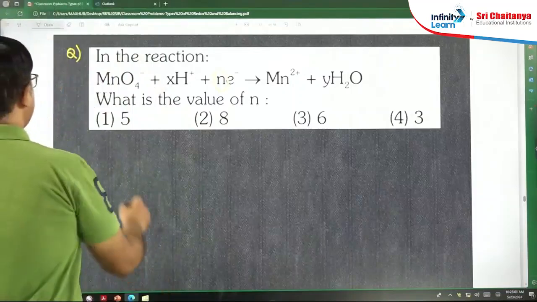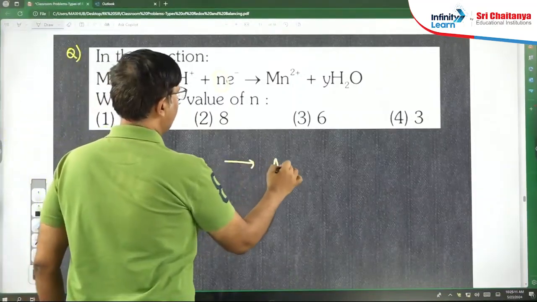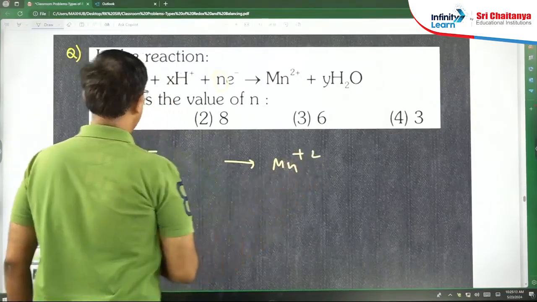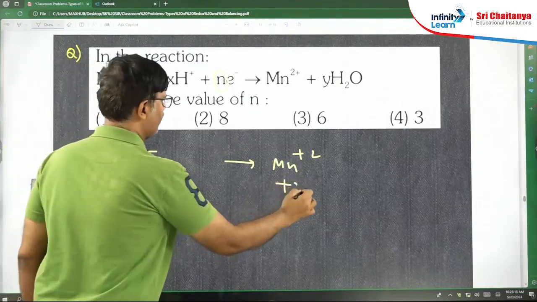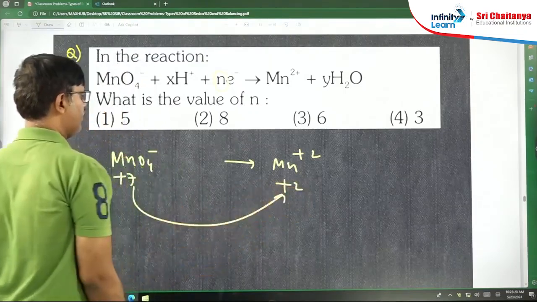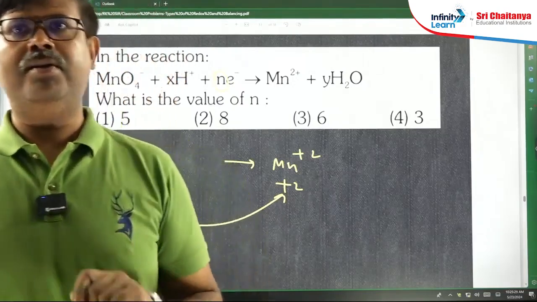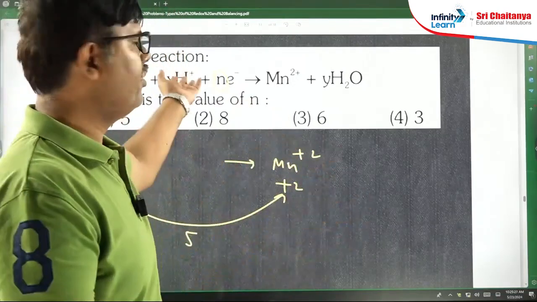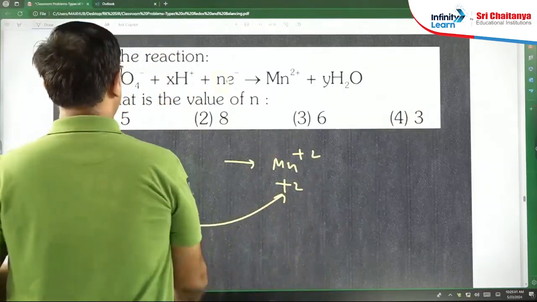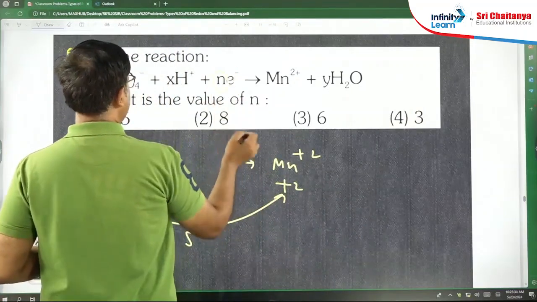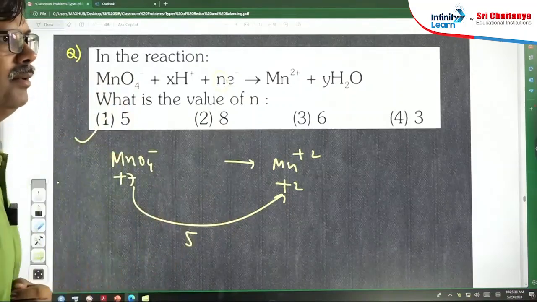So manganese, what is the oxidation state? MnO4 minus is going to the Mn plus 2 state. If you find, it is plus 7, going to plus 2. So what is the change? 5. Therefore, 5 electrons will be involved. Which side do I have to add? Obviously, in the question they have shown it on the left side, but you always have to add on the higher side. So 5 electrons. What is the answer then? First one. 5 electrons. Correct.